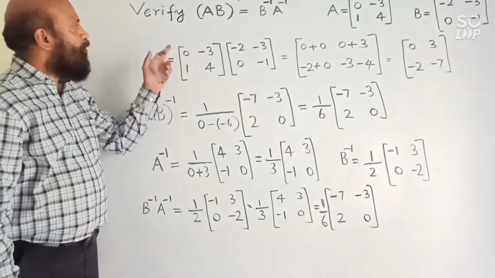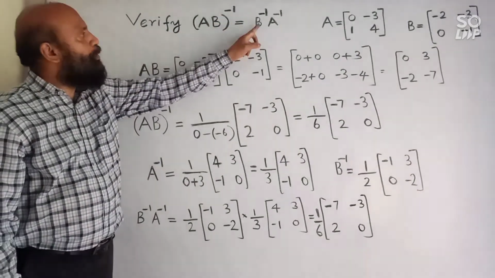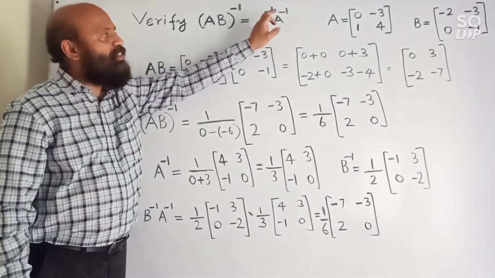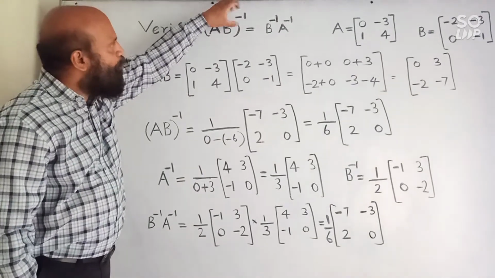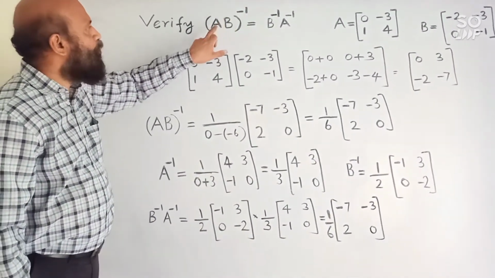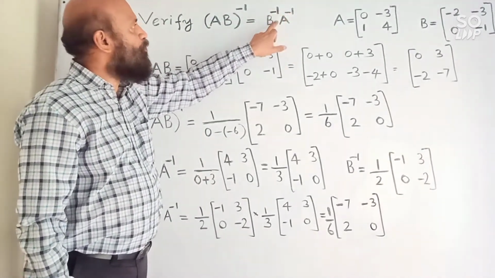Now we will see another problem. Verify AB inverse is equal to B inverse into A inverse. So this is the reversal law of the product. Here we are finding the inverse after multiplying. Here after finding the inverse we are multiplying.